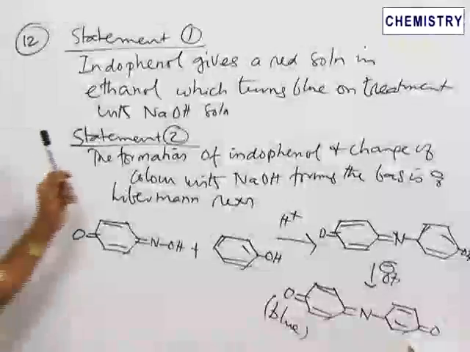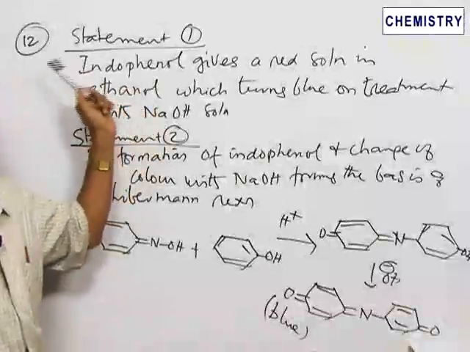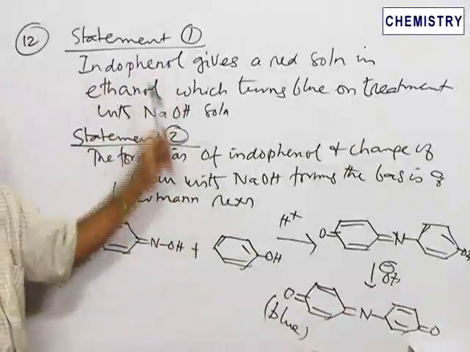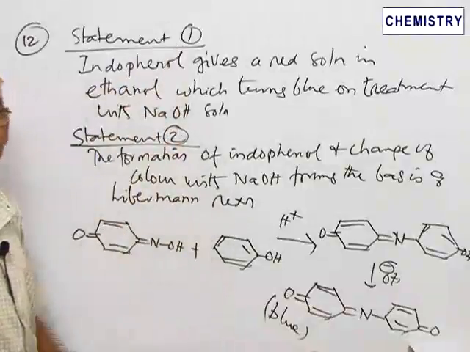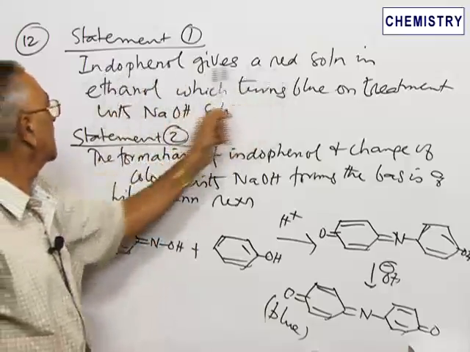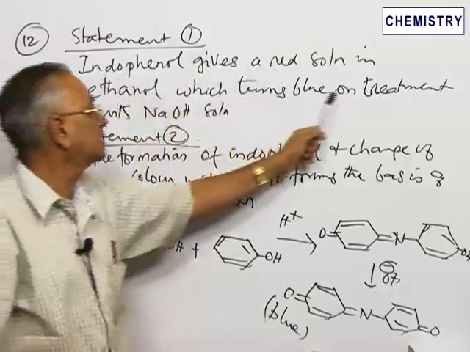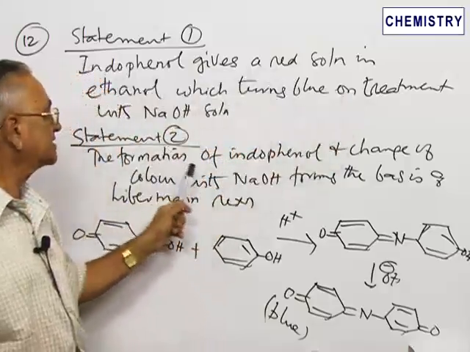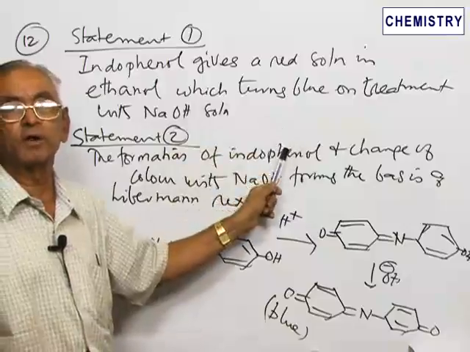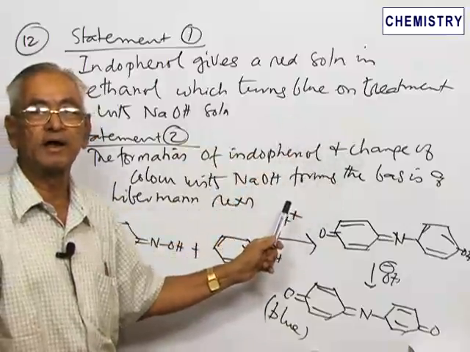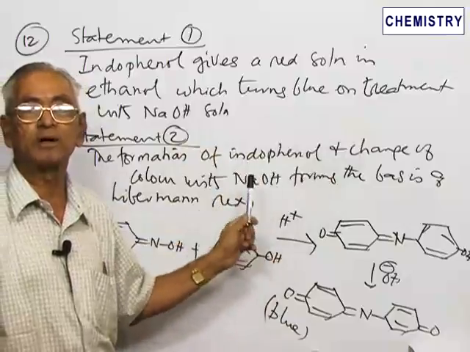Now we go to the second question in this series of questions, namely the assertion and reasoning type. As is usual, there will be two statements, statement 1 and statement 2. Statement 1 says, indophenol gives a red solution in ethanol which turns blue on treatment with sodium hydroxide solution. The second statement says the formation of indophenol and change of color to blue on the addition of sodium hydroxide forms the basis of Liebermann's nitroso reaction.